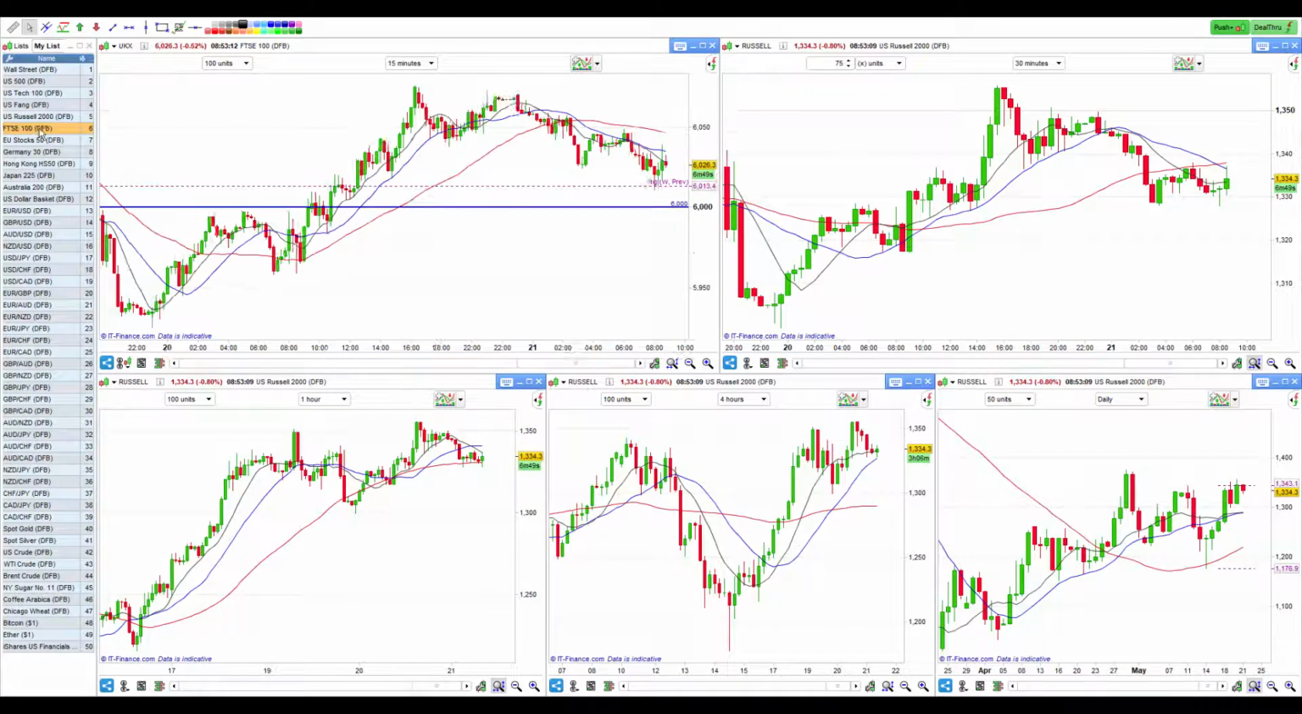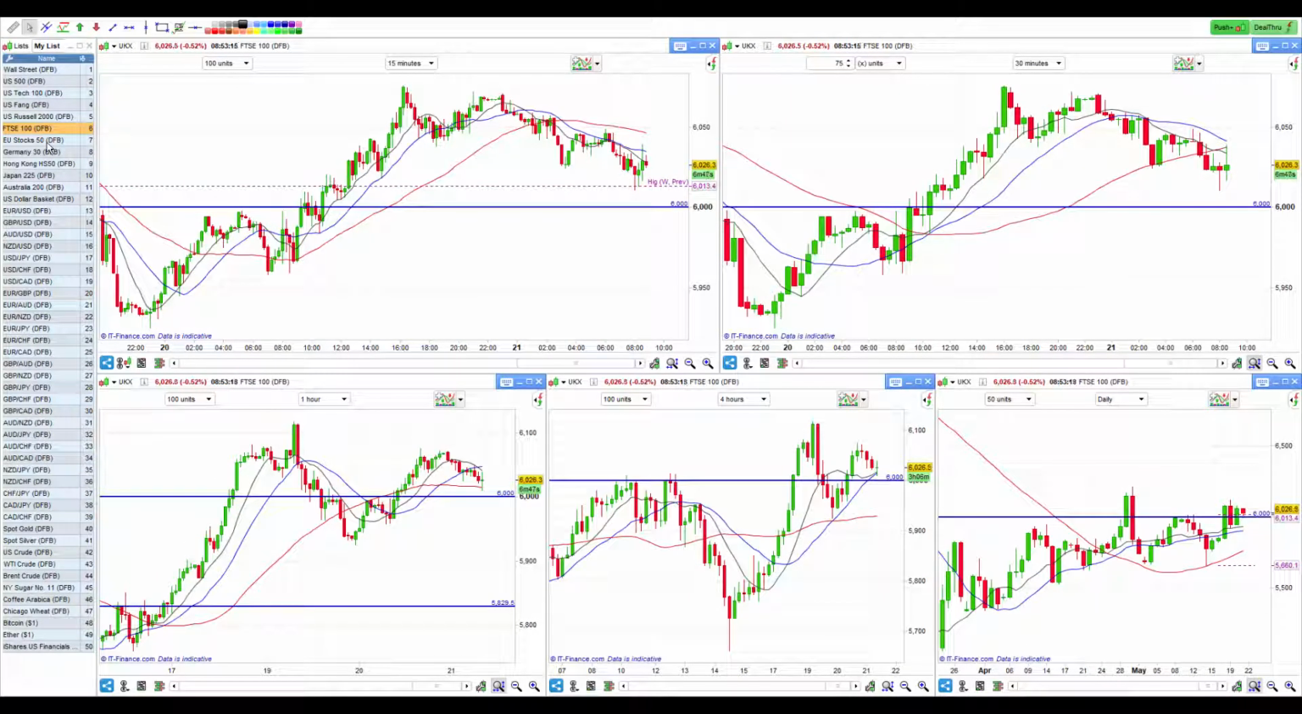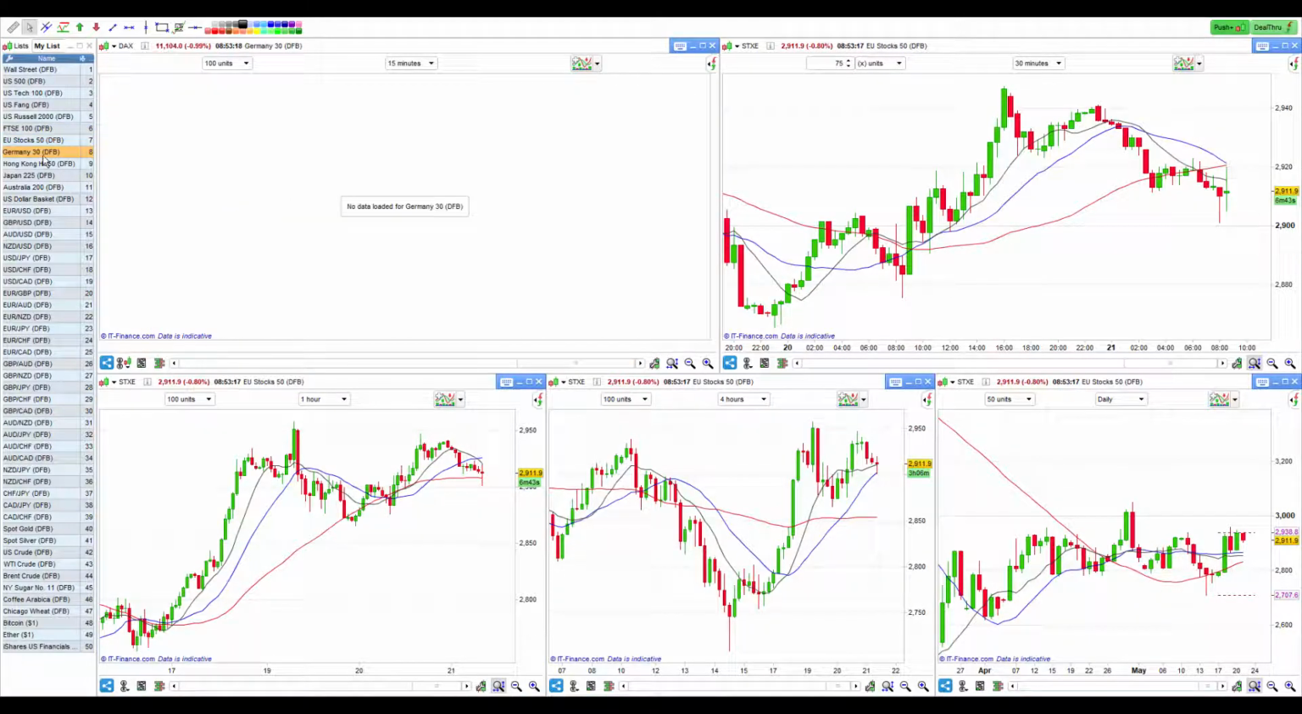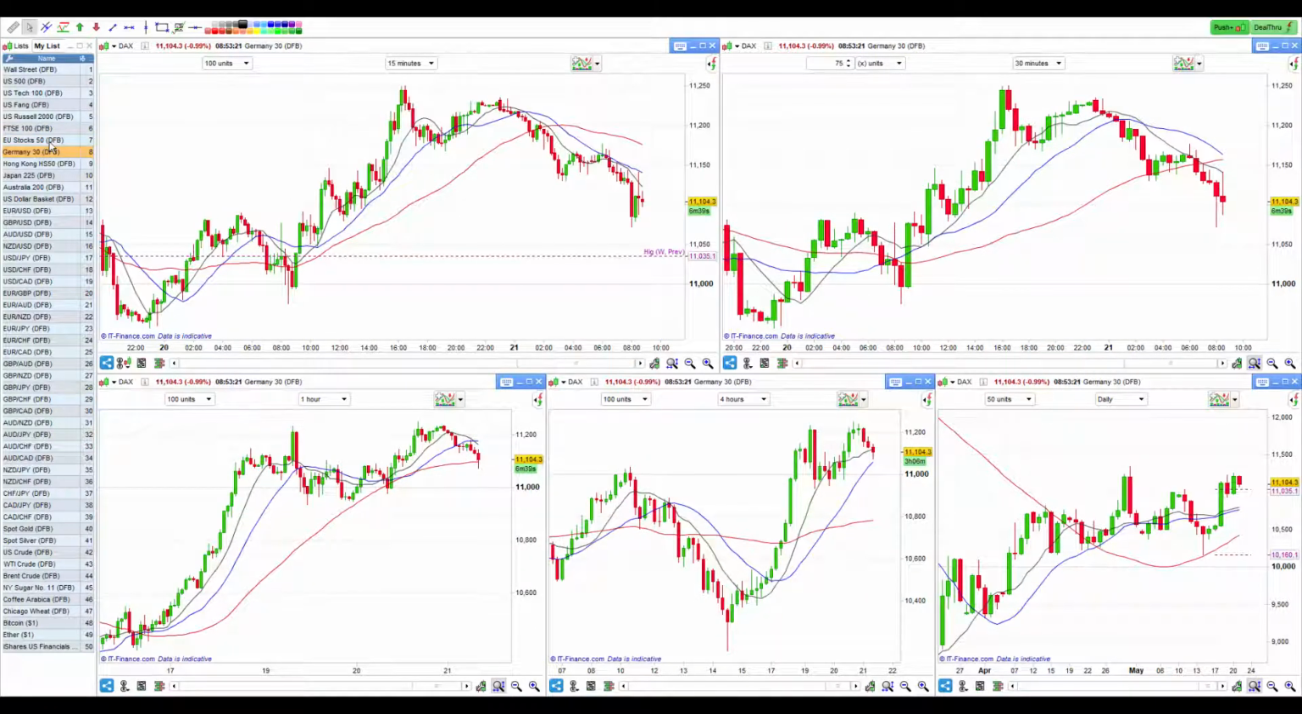Nope. Russell's there is not looking good. FTSE, no, not looking great. EU stocks, no. DAX, Germany, no. So there's nothing really there for now.